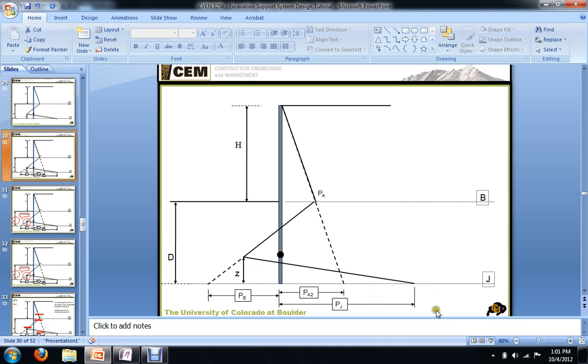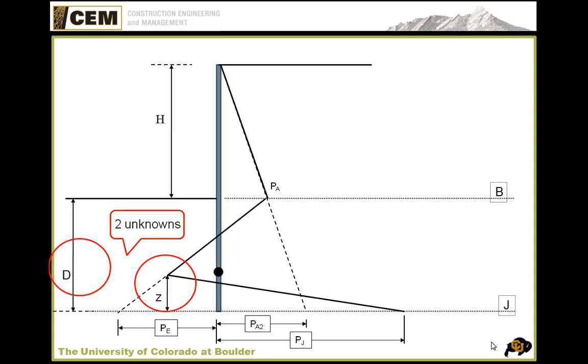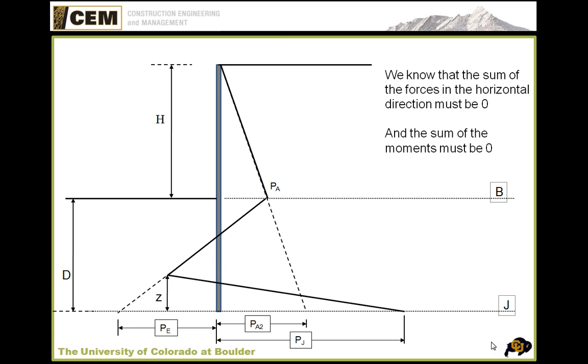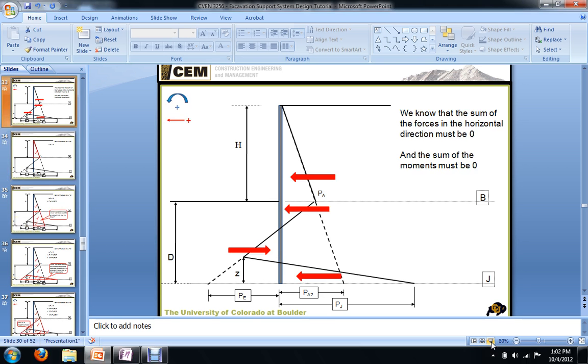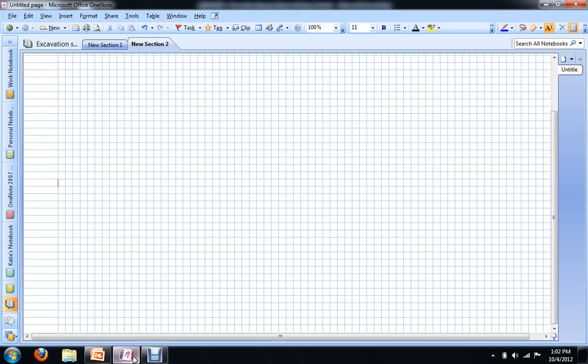Alright, so where we're at right now, if we go through our PowerPoint really quickly, we've got these two unknowns, and our goal, of course, is to sum the forces in the horizontal direction. Our sign convention is going to be using left as positive. Before we get into that, why don't we open up OneNote and take the time to redraw our diagram with our knowns and our important values. That will help us as we go forward through the problem.